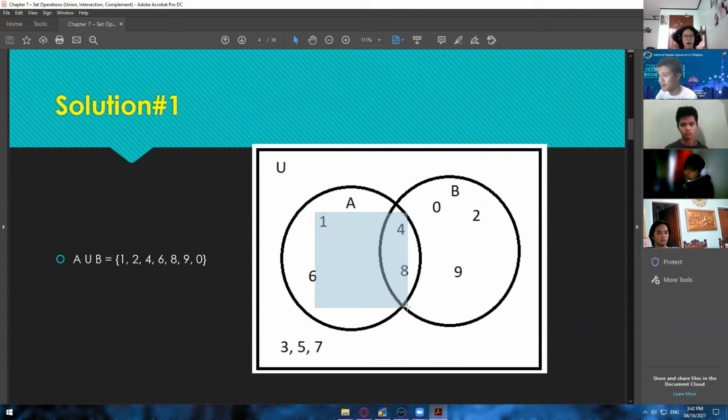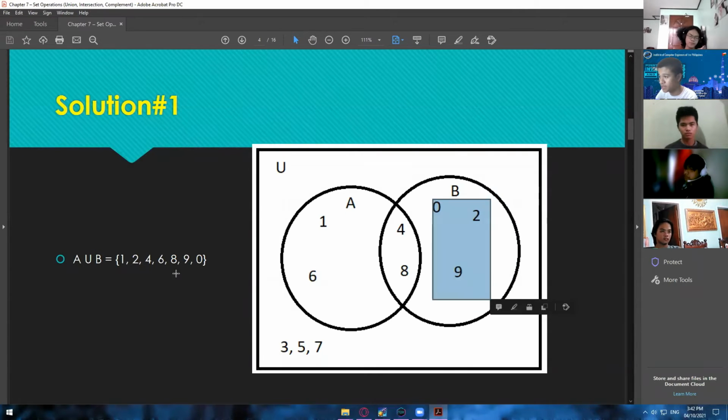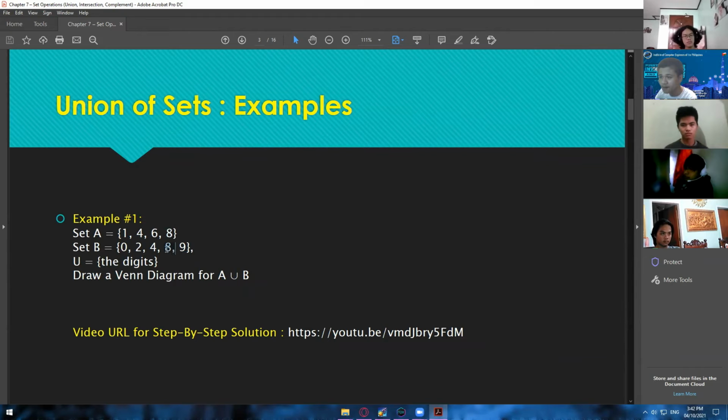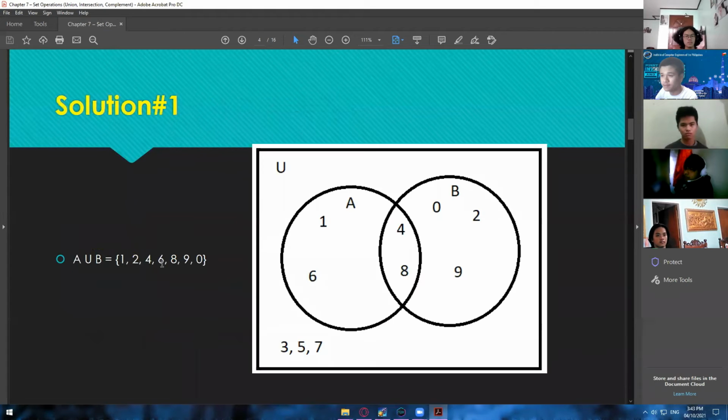Anyway, you can start with A first, like 1, 4, 6, 8, and then followed by 0, 2, 9, and then their commonalities, which are 4 and 8. Take note that in here, for common elements, there's only one that I will retain. So if there are 3 eights or 4 eights, just remove those duplicates and retain one. The same with 4. We have two 4s, but we only need one. Okay, so this is the complete answer of A union B.